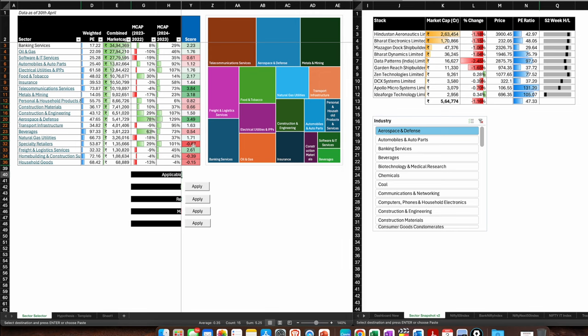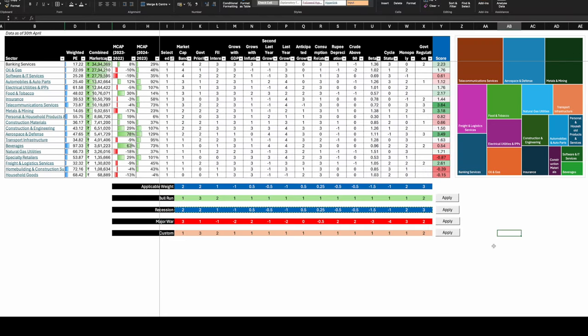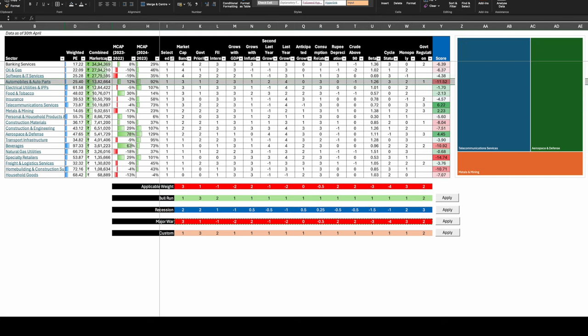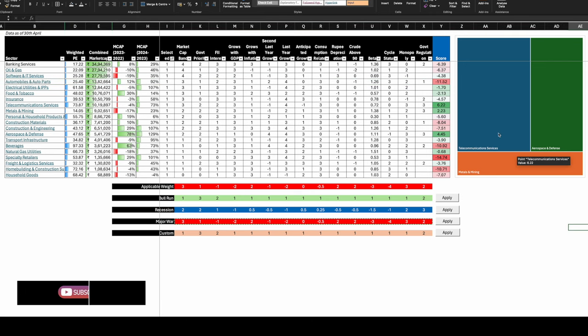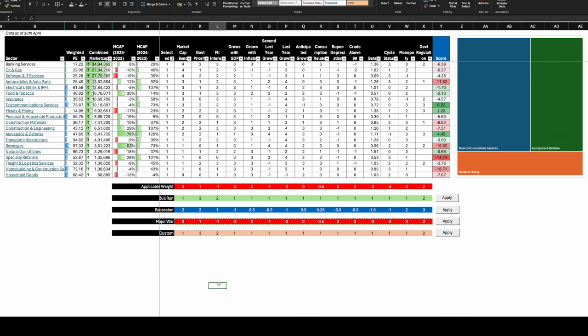What will remain out of flavor? Specialty retailers, don't invest. Home building, don't invest. Household goods, don't invest. Now let's suppose there is a major war that breaks out. It could involve India at a significant level. Automobile becomes -11. Only three sectors will give positive returns as per the model if a war breaks out: telecom, aerospace, metals and mining. You could build your own custom model also.